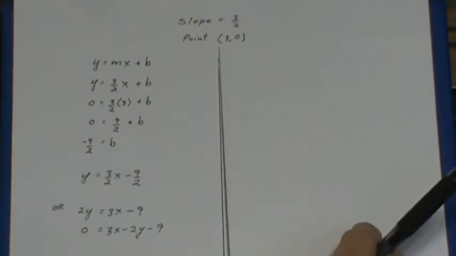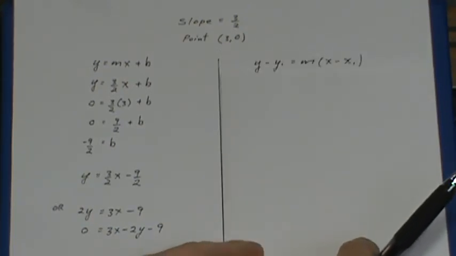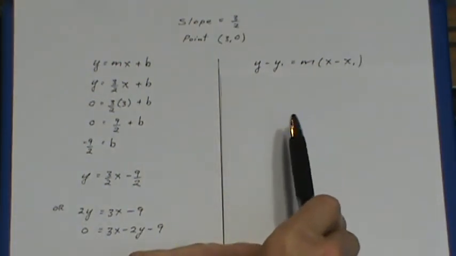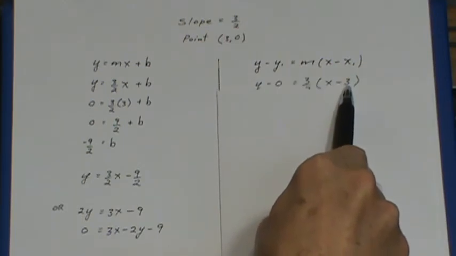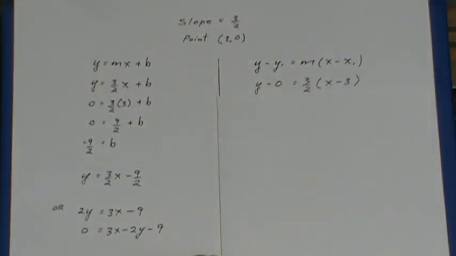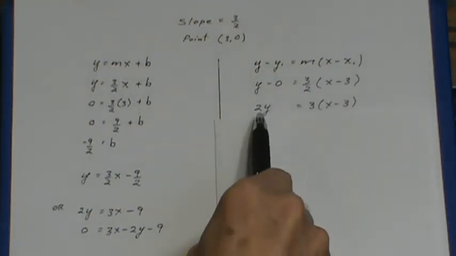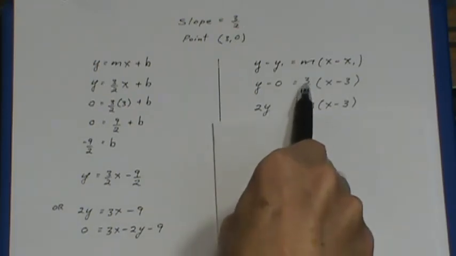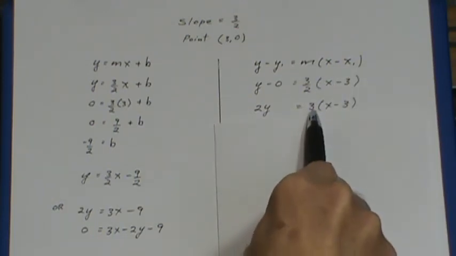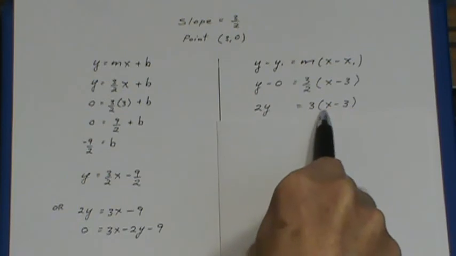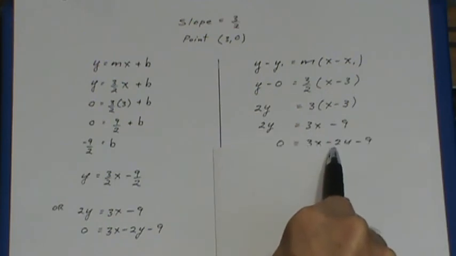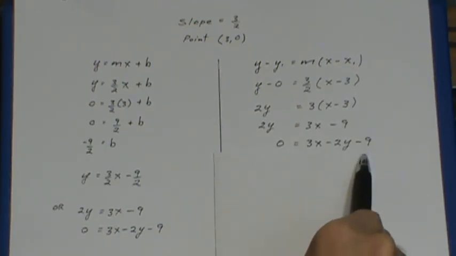If you prefer using the alternate formula, which is this one, y minus y1 equals m times x minus x1, there's a place for the point. You can put in a 3 for the x, a 0 for the y, and your slope is 3/2. Multiply both sides by 2, that gives us 2y, and it gets rid of the 2 here. Remember, all you have to do is multiply the coefficient of this by 2, and it just leaves a 3 there. Bring the 3 into the brackets, 3x minus 9. Move the 2y to this side, and you've already got it in standard form.